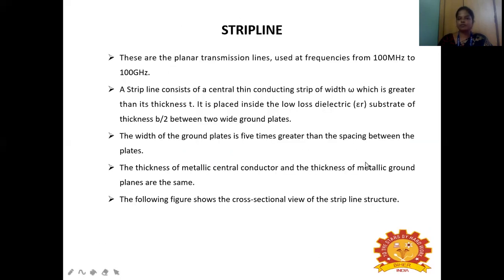So next we will discuss the strip line. These strip lines are planar transmission lines. They are used at frequencies from 100 megahertz to 100 gigahertz. The strip line consists of a central thin conducting strip, and the width of the strip is W, which is greater than the thickness t. The strip line is placed inside a low loss dielectric substrate of thickness b by 2 between two wide ground plates. The width of the ground plates is 5 times greater than the spacing between the plates, and the thickness of the metallic center conductor and the thickness of the metallic ground planes are the same.